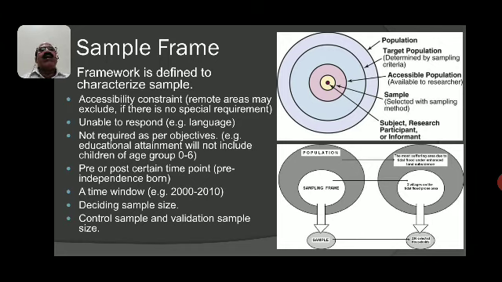Say deciding sample size. So you have to decide how much should be the sample size, how much should be sufficient. We will come to that later on. Then control sample and validation sample sizes. That means how much you are going to take for the data analysis part and how much sample you will take for the data or the result validation part.